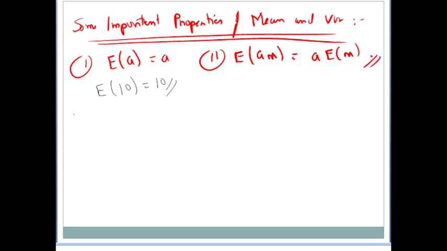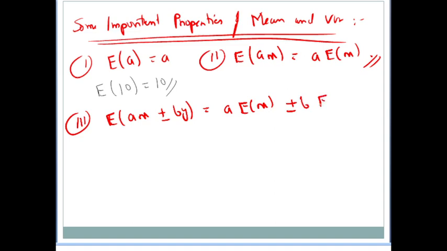Now the third important formula or concept is the expected value of ax plus or minus by. This will be a times the expected value of x plus or minus b times the expected value of y.